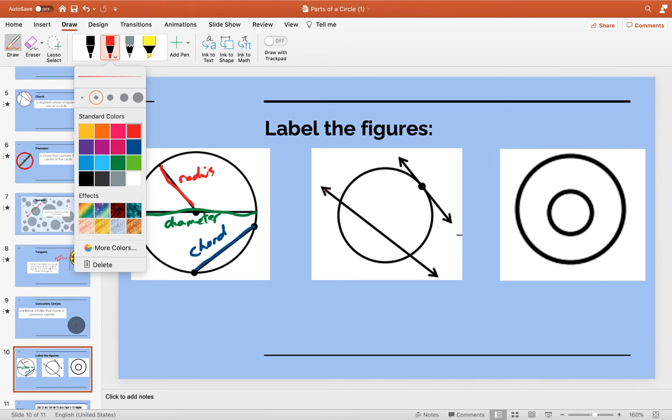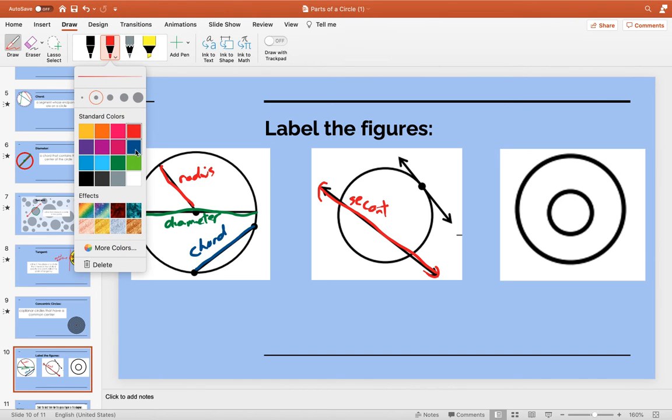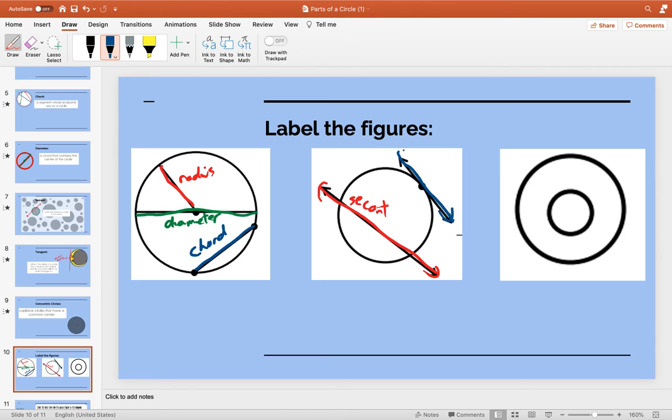And here we go. Oh, look at that. We got a secant. Secant, right? Because a secant is a line that intersects a circle in 2 points, not to be confused with a tangent, which is a line that only intersects the circle in 1 point. And that point, ladies and gentlemen, as we remember, is called the point of tangency.